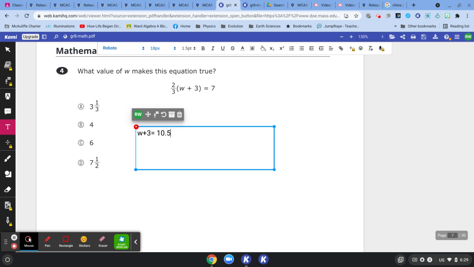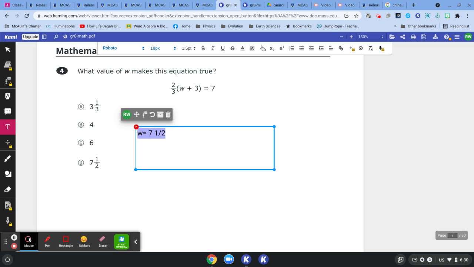Now I'm going to subtract 3 from both sides. So 3 minus 3, and 10.5 minus 3. Over on the left, I'm just left with W. On the right, I'll be left with 7.5, or 7 and 1/2. All right, that's one way to deal with it.